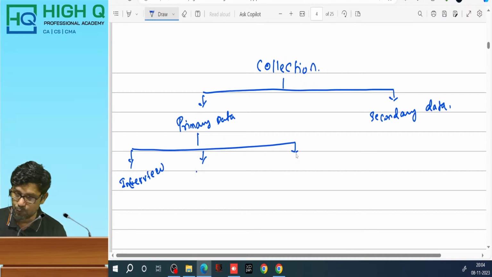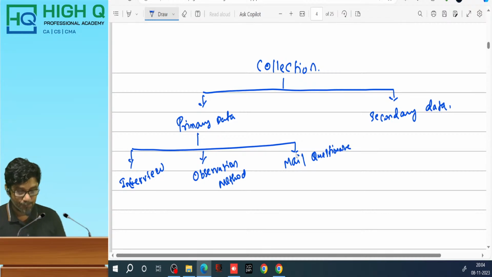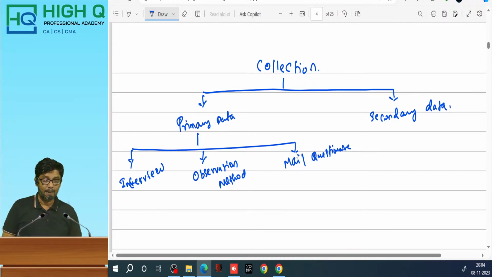Now, the second one is what? Observation method. Then the third one is what? Mail questionnaire method. Okay. One is interview method, observation method and mail questionnaire method.